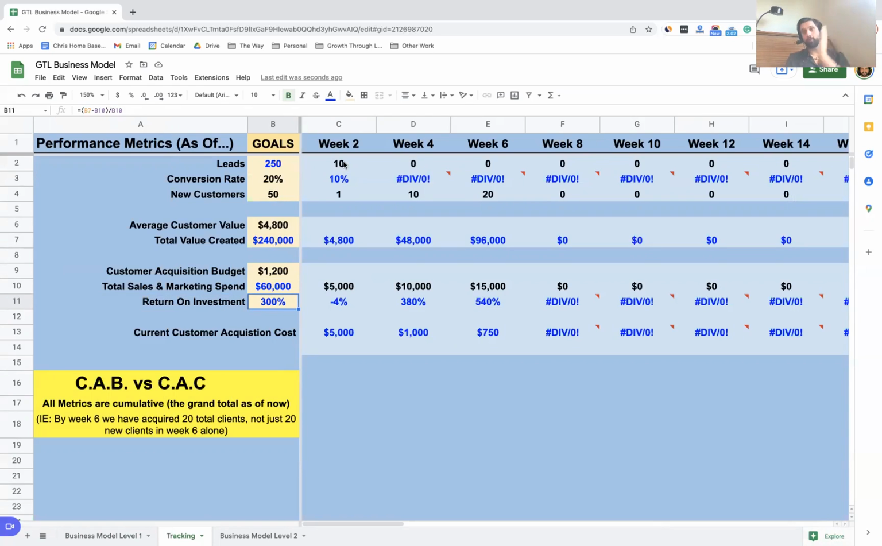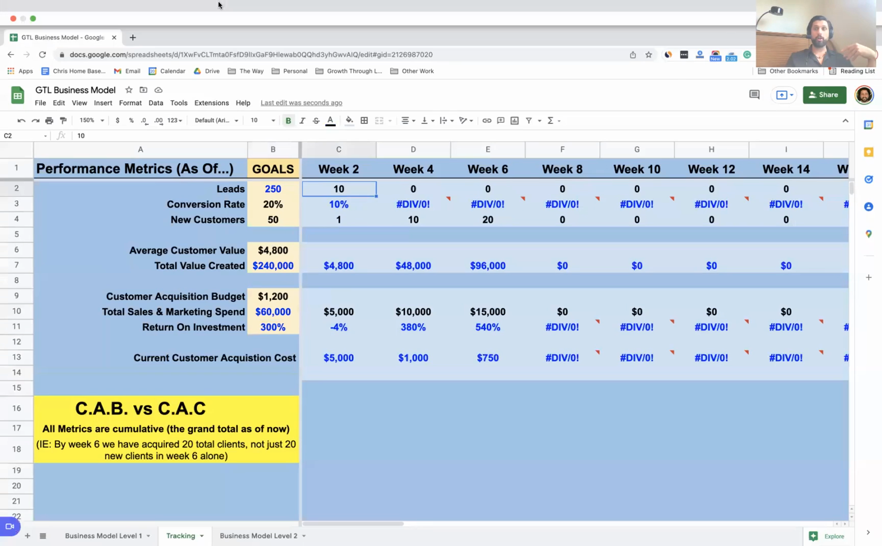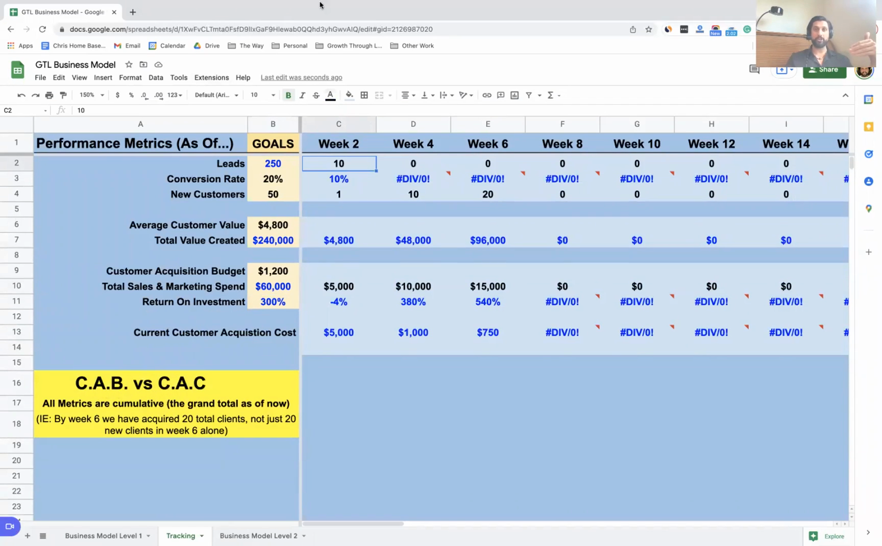Okay, so how does this go? You want to track it every 2 weeks. Every 2 weeks, how many total leads? This is super important: total leads, total customers, not just how many we did in these 2 weeks, but how many as of now. To track the performance of anything you're doing, this could be your entire system or just one individual campaign, you are going to be comparing your customer acquisition budget against your customer acquisition cost. Budget versus cost. All metrics are cumulative, the grand total as of now.